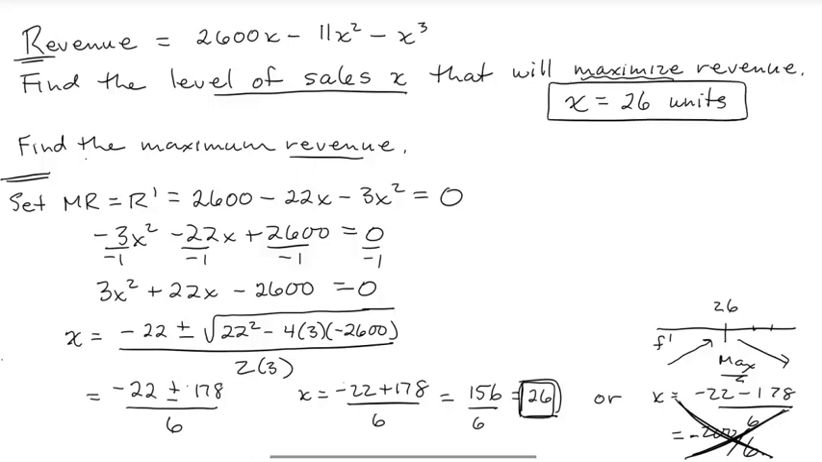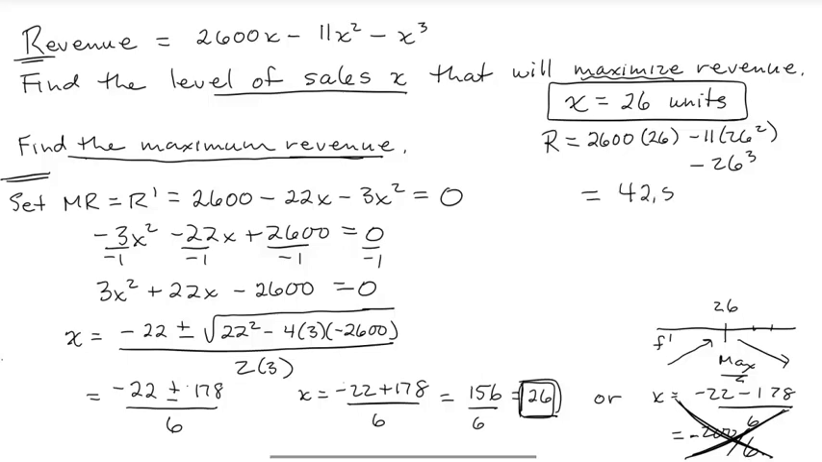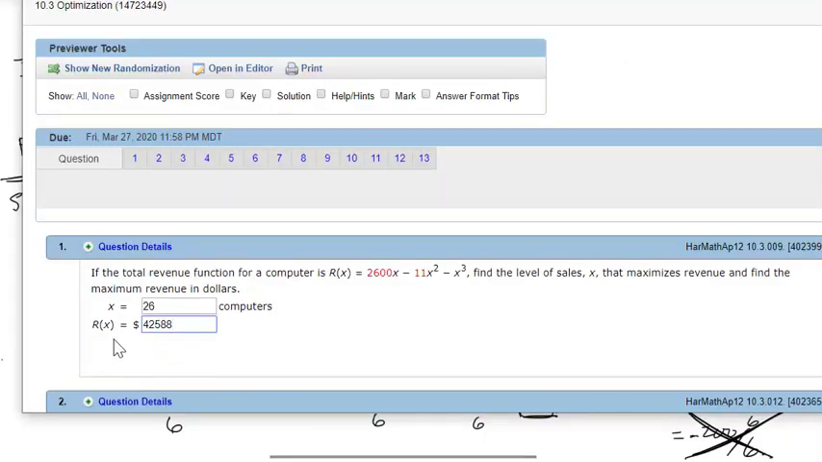And then for the next part, find the maximum revenue. For that, I need the value of regular R, and I get that by plugging it back into the original function. 2600 times 26 minus 11, 26 squared minus 26 cubed. And I get $42,588. That's $42,000 of revenue from selling 26 units, and that's the best revenue I can ever get. And just for the record, that's question number 1 on your homework.